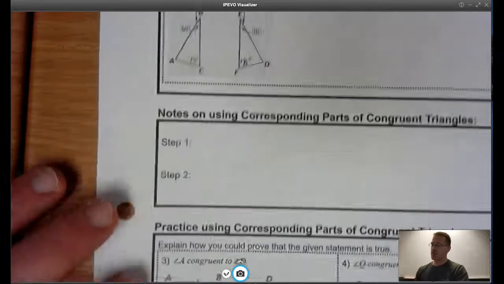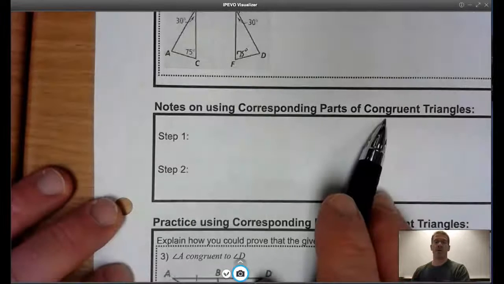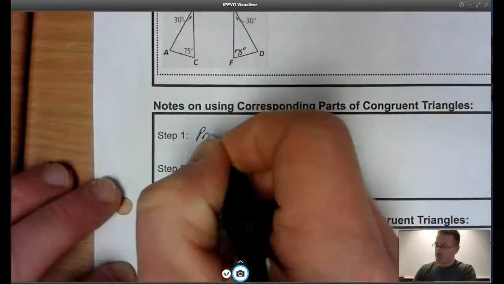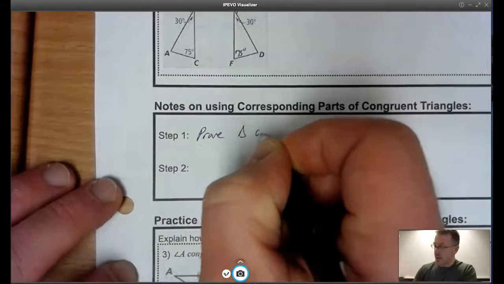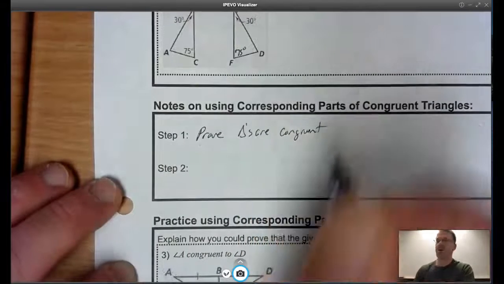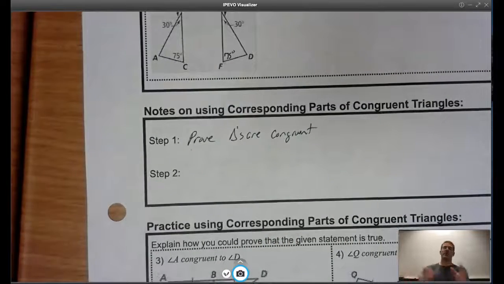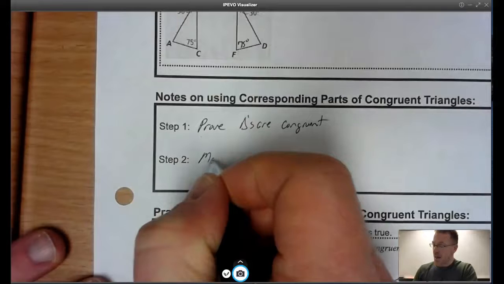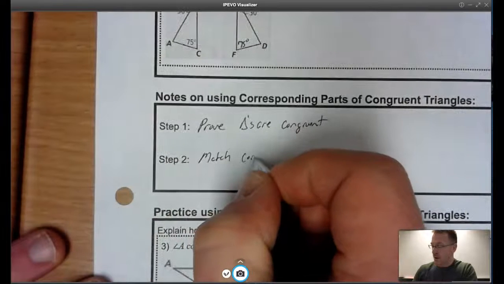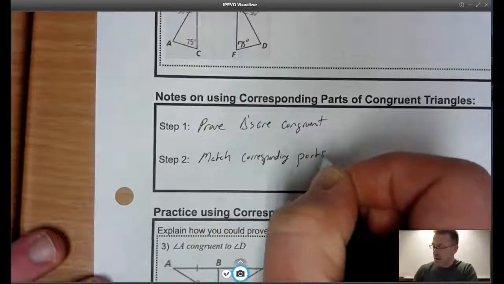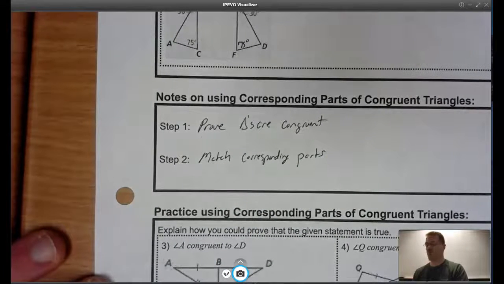Now, notes on using corresponding parts. The first thing that we have to do is prove that our triangles are congruent. Remember, we only know corresponding parts are congruent if the triangles themselves are also congruent. Then we have to match our corresponding parts in our triangles. So there you go.